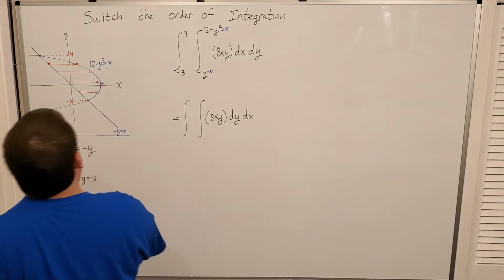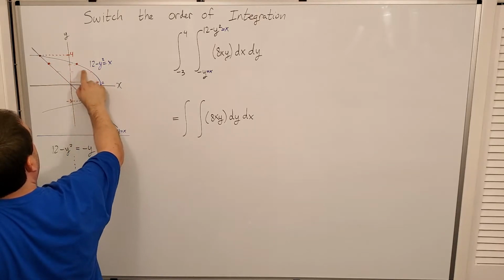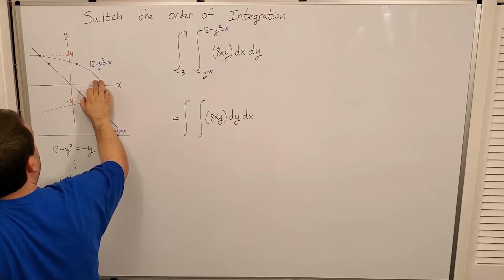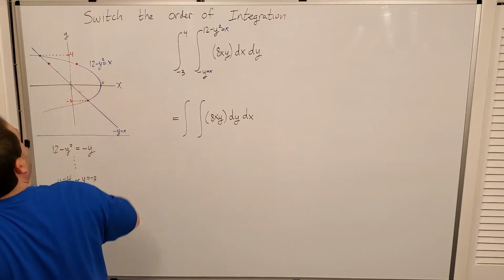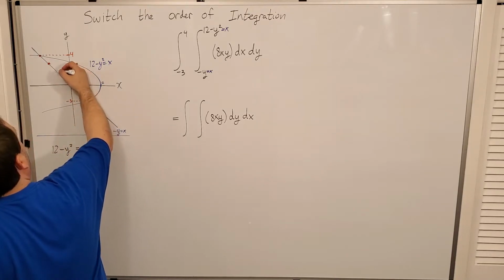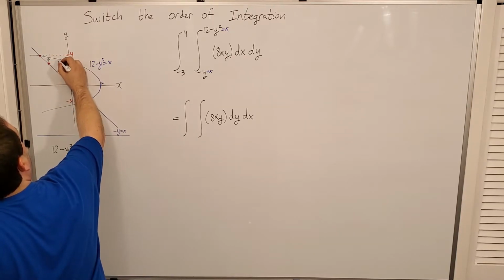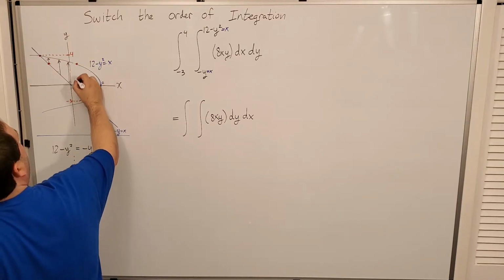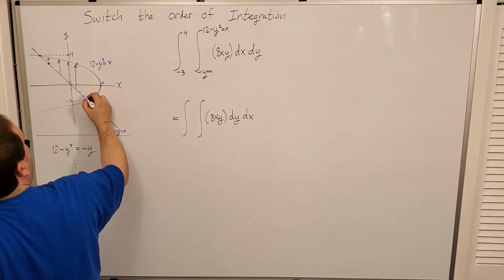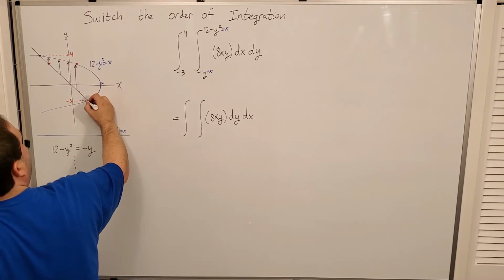Okay? So to do that, let's get some of these out of the way here real quick. To integrate in the perpendicular direction, the other dimension here, notice that we'll just be integrating like this, from line to parabola, from line to parabola. Hey, wait a minute. Look, there's a separation. Look right here.